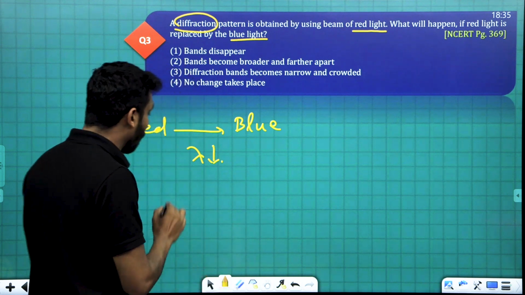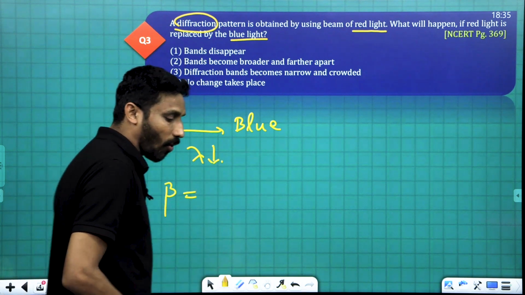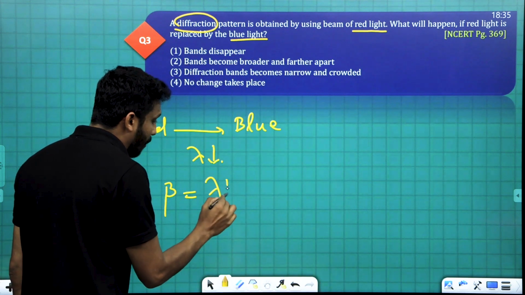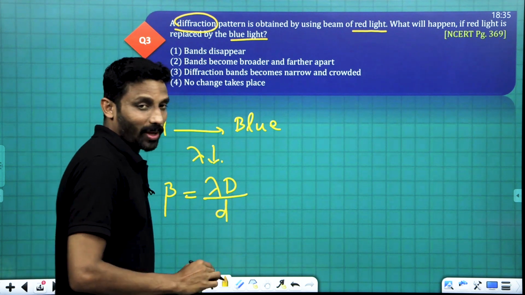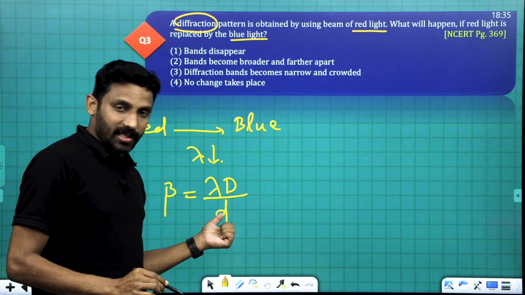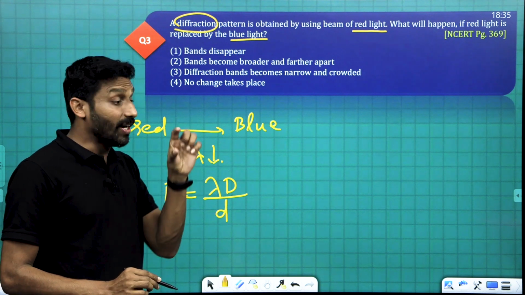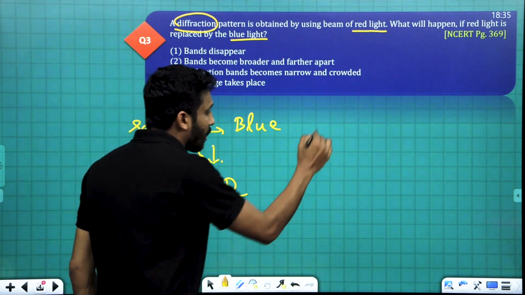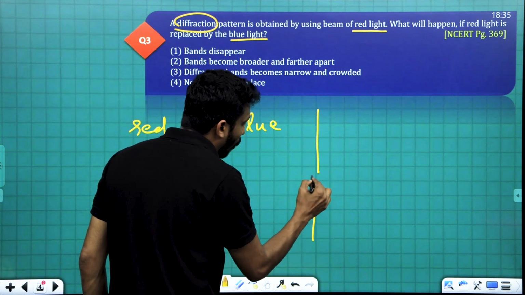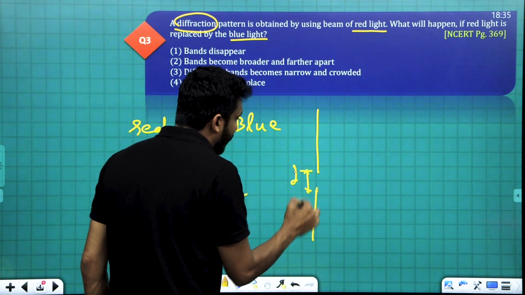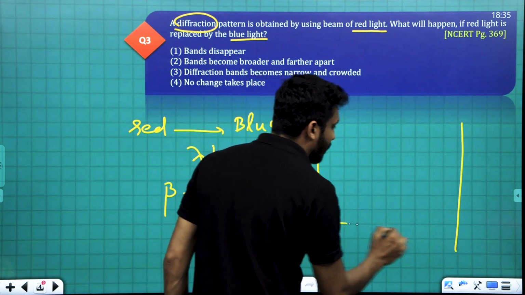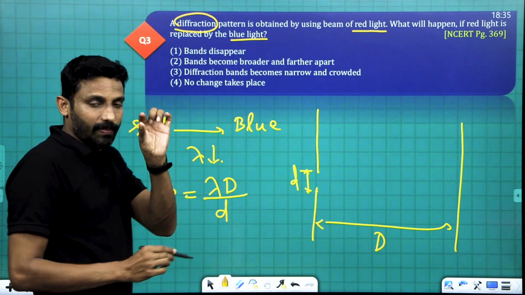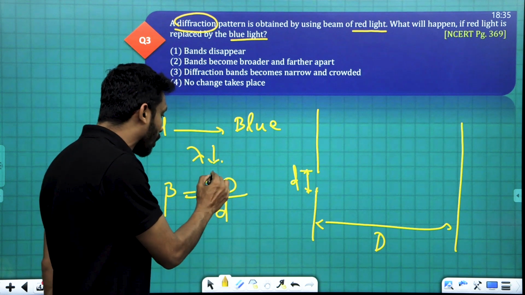Even so, we can define the bandwidth as we define it in the case of Young's double slit experiment: the bandwidth is lambda D by d. Here, d is the width of the slit, and D is the screen distance from the slit. Clear? This is the slit, and here is the screen. The screen distance is capital D. Then the size of the band is directly proportional to lambda.